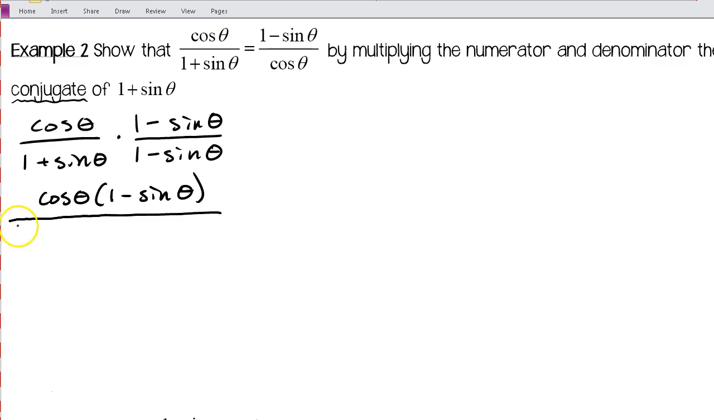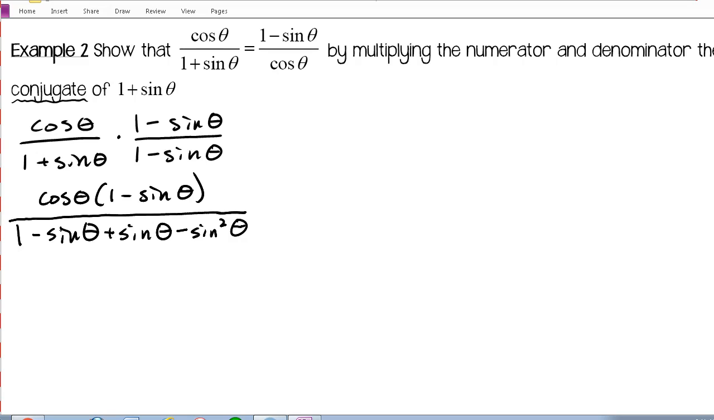So I'm going to do 1 times 1, which is 1. 1 times minus sine theta, which is minus sine theta. Sine theta times 1, which is plus sine theta. And then sine theta times minus sine theta is minus sine squared theta. Notice where that 2 goes. It goes after the sine. It doesn't go after the theta. If you put it after the theta, it could be confusing where you're squaring the angle. Really, this means sine theta times sine theta, just like we got it from multiplying these two sine thetas. Alright, and we see that these cancel out.